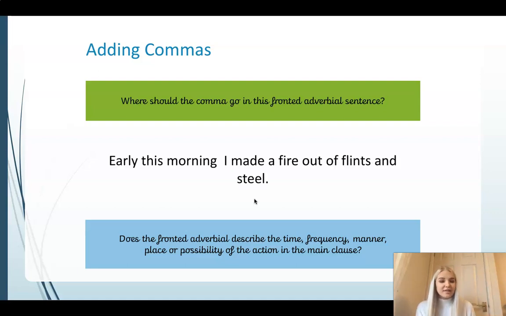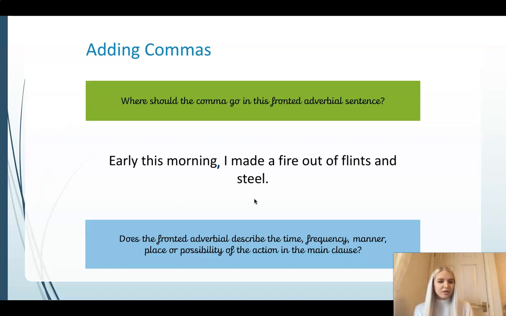Okay, next sentence here, can you put the comma in the right place in this sentence? Early this morning, I made a fire out of flints and steel. Pause the video and find where the comma should go, please. Off you go. Okay, did you spot that our adverbial of time here was early this morning? So that is our group of words that make our fronted adverbial of time. So our comma should be here. So it's telling us that early this morning, when I made a fire out of flints and steel.